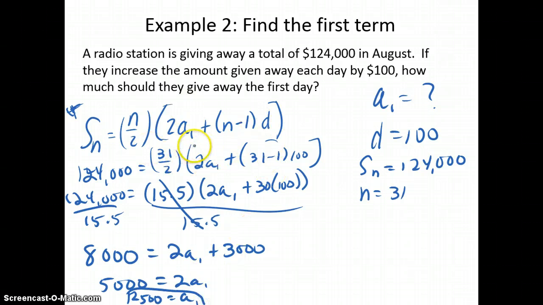So again, a lot of this is algebraic. You have to just plug in your values and then solve it out. We would want to put a dollar sign here and say this is $2,500 is what they should start with. And if they're going to give away $100 each day additional, so it starts with day 1, they start with 2,500. Day 2 would be 2,600, 2,700, and so on and so forth.